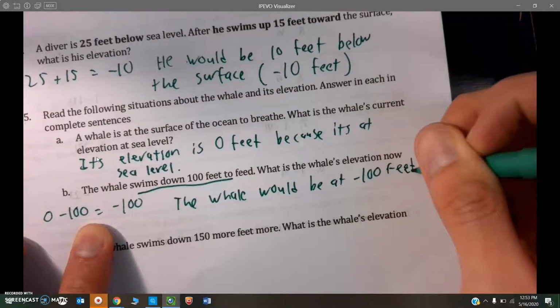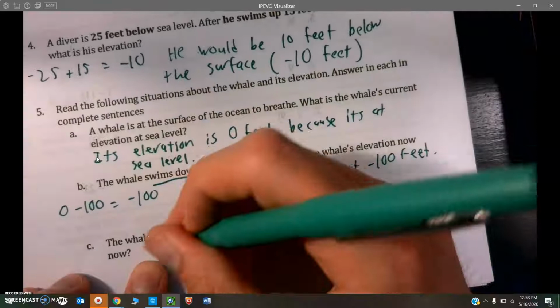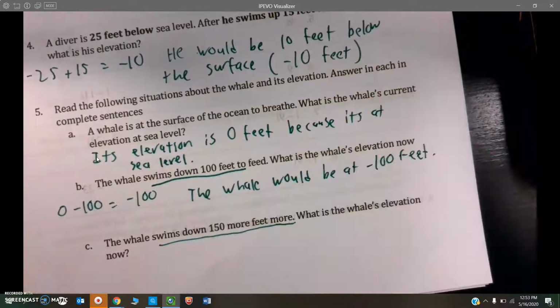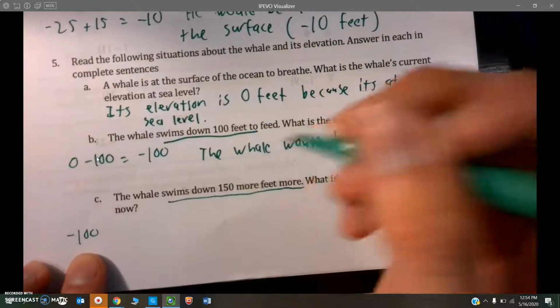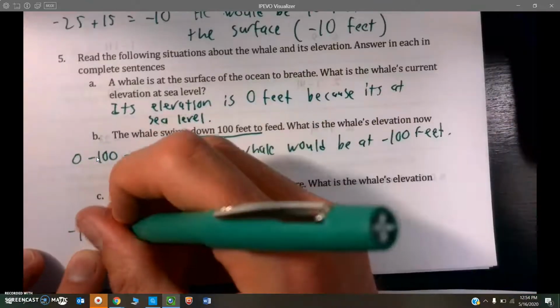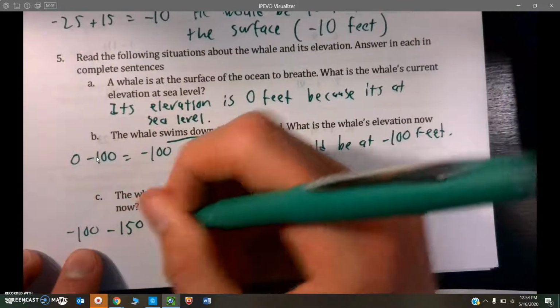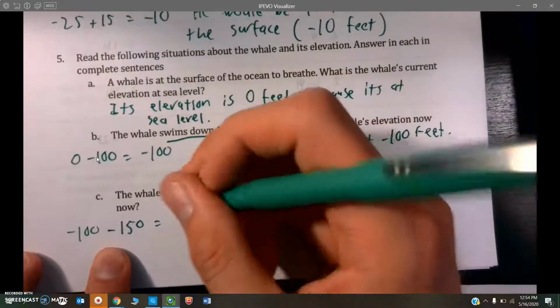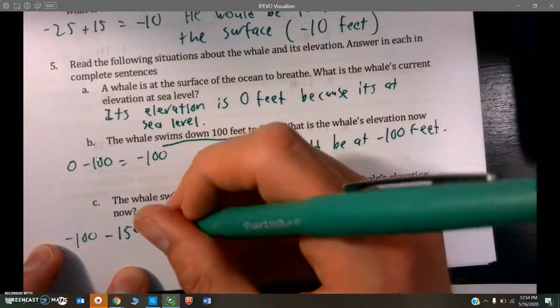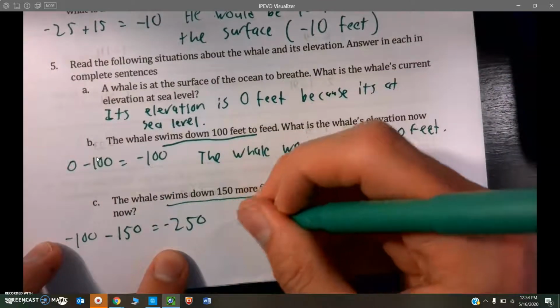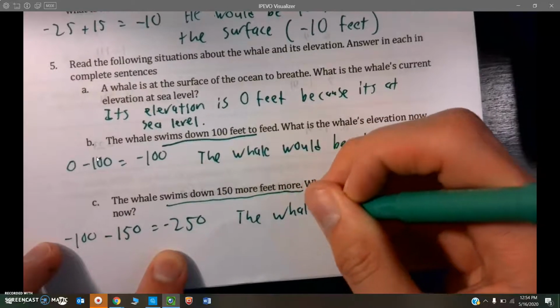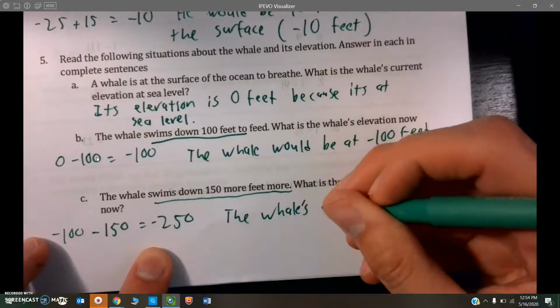And now, for the final one, the whale swims down 150 more feet. So what is the whale's elevation now? Well, if you started at 100 feet below, an elevation of negative 100, and then you subtracted another 150, the whale would now be 250 feet below the surface. He's just going deeper and deeper.